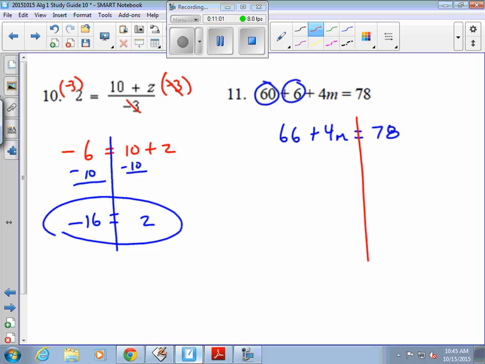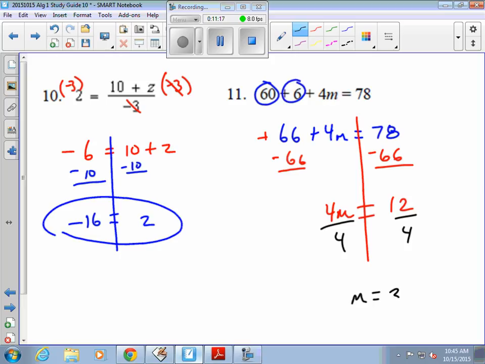So now we want to get m by itself. It's positive or plus 66, subtract it. You do it to the left, subtract 66 on the right. 78 minus 66 is 12 is equal to 4m. I'm going to undo 4 times something by dividing by 4. Do likewise on the right. M is equal to 3.